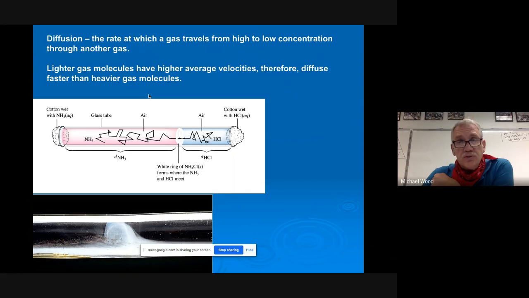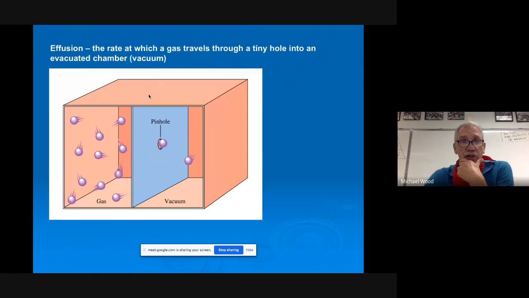So the principles are the same, the definition is something new. You should note that. Diffusion is the rate at which gas travels from high to low concentration, but the principle is the same. The lighter molecule will travel faster than the larger molecule.